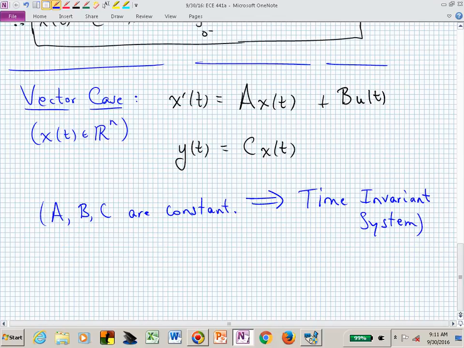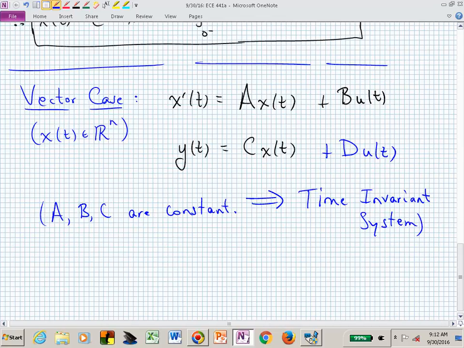So is the input 0 in this case? Was one of the questions. Is the input 0? The question really was, what happened to D? I was just assuming it was 0, but it can be there. But that doesn't mean the input is 0. That just means that the connection between the input and the output, there may not be a direct connection.